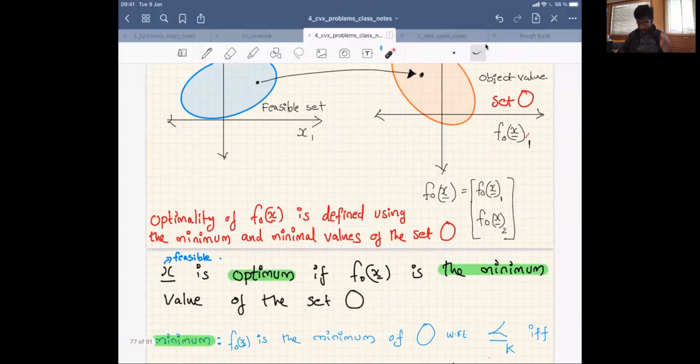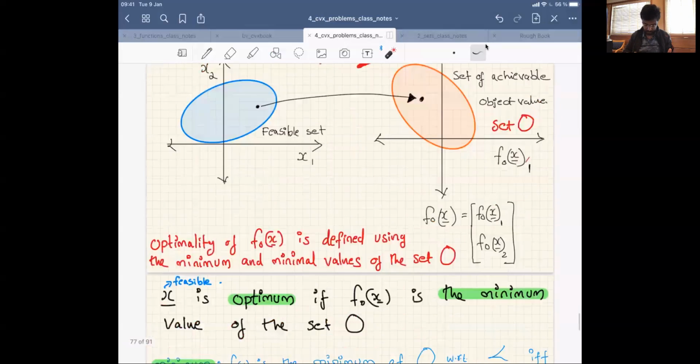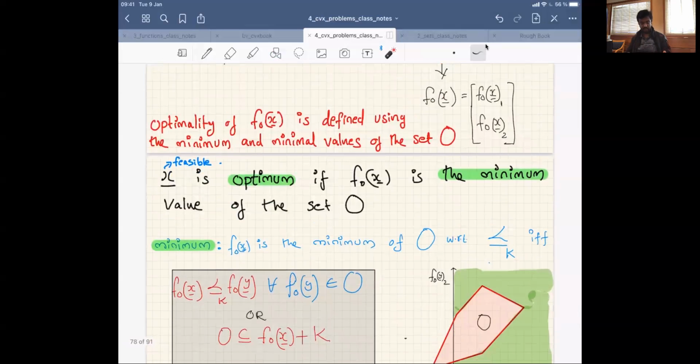So now we discuss the optimality with respect to this set. How do you say a point x is optimum? You cannot go directly to a local minimum, because the problem here is that we are discussing a vector valued objective function. So it can happen that two points cannot be compared. How do you deal with that aspect? That's what we are discussing.